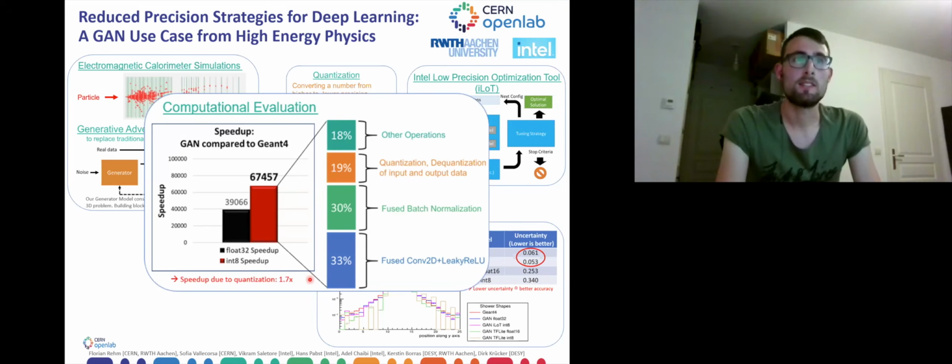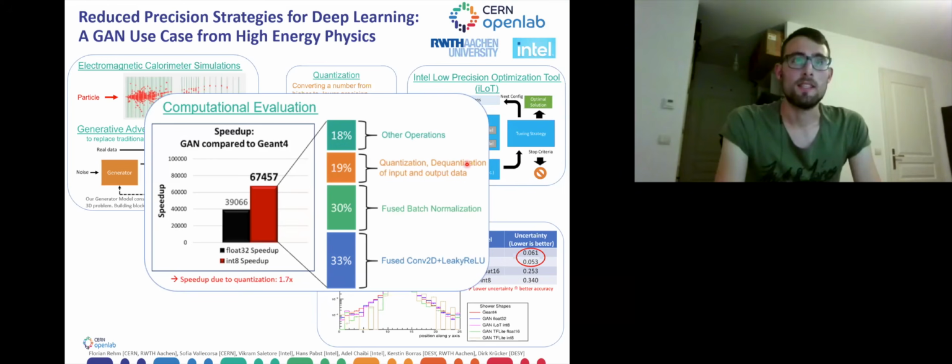On the right, we can see the times in percentage which are needed for specific parts of our model. We hope to get an even higher speed up in future when we fuse the convolutional 2D layer with the LeakyReLU function together with the batch normalization, and this should be supported in the next release of the iLoT tool.